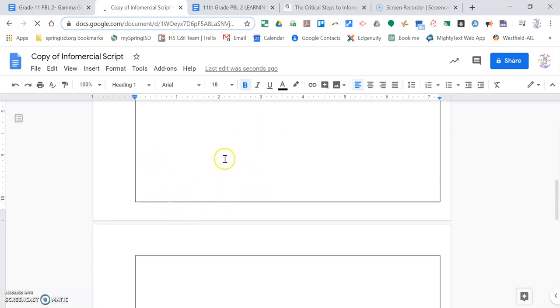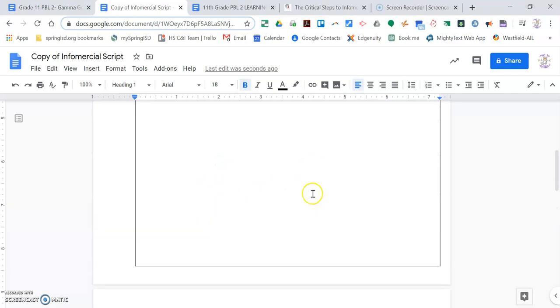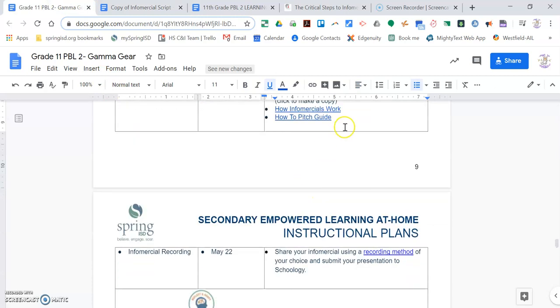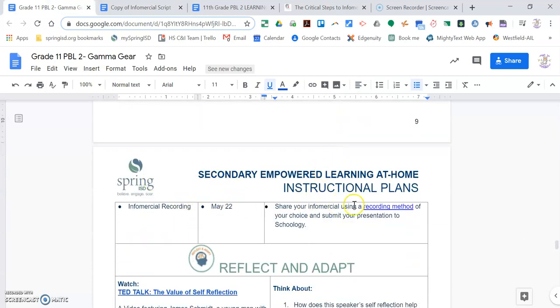I say this and you say that and he says this and then we laugh together, or whatever the case is. But it's a box given for the students so they can work and write through their informational script. So they'll submit that, and then finally they'll submit their infomercial recording.